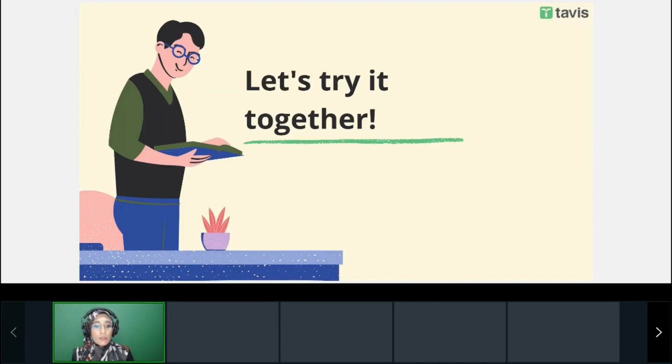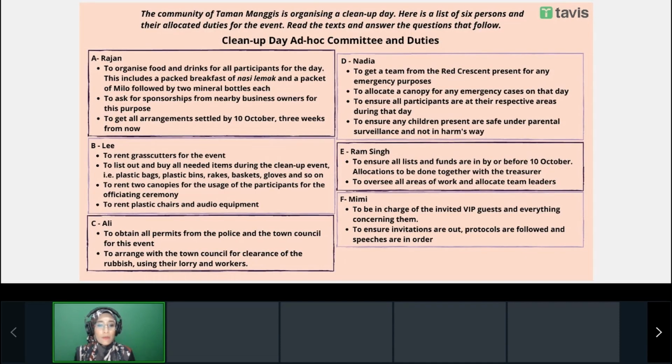Okay, now let's try and do it together. We'll have a look at the descriptions or the text given here. But first of all, let's get to know what it is about. Here it is stated that the community of Taman Manggis is organizing a cleanup day. Here is a list of 6 persons and their allocated duties for the event. Read the text and answer the questions that follow.